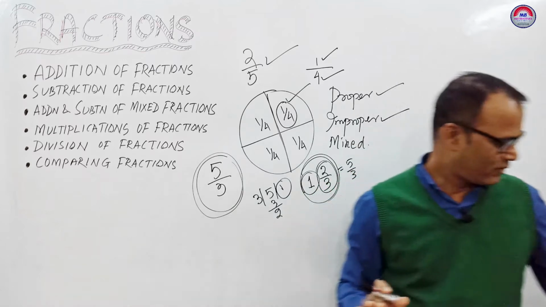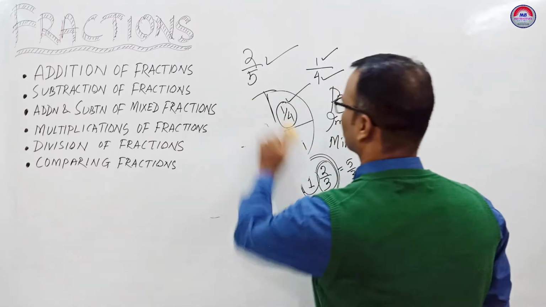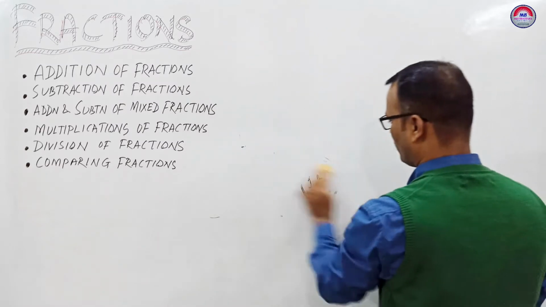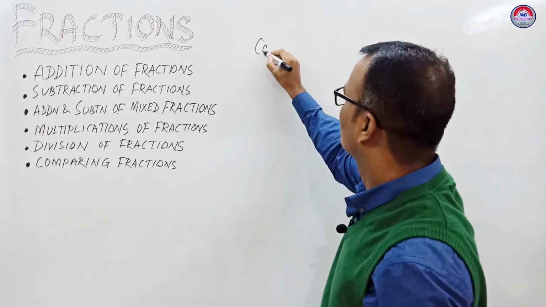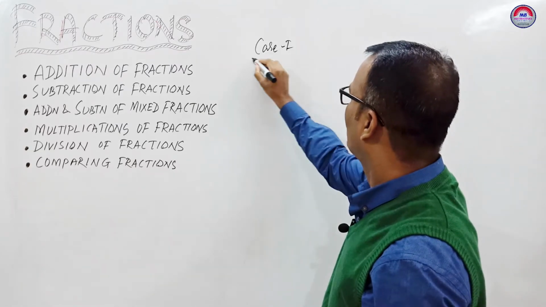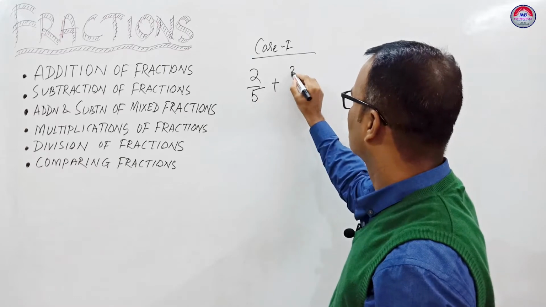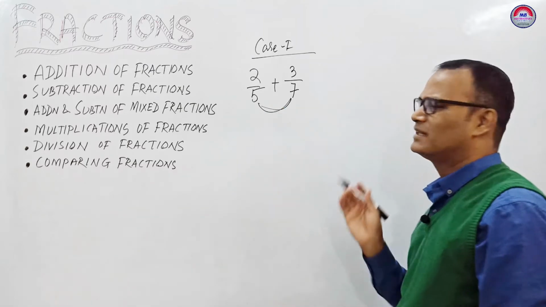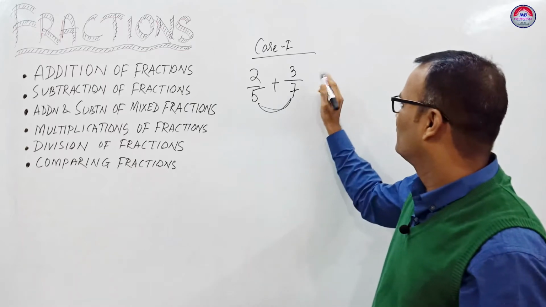Here, when you add two proper fractions with the denominators co-primes and composite. Case 1, if you add two fractions with the denominators co-primes, then there is a shortcut to find the value easily.